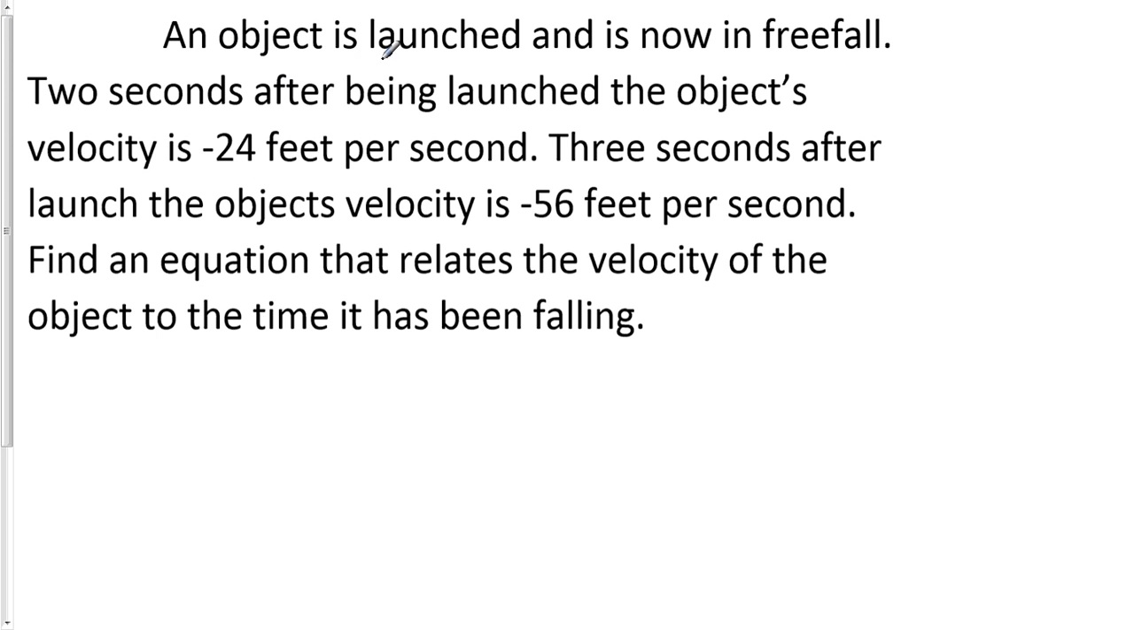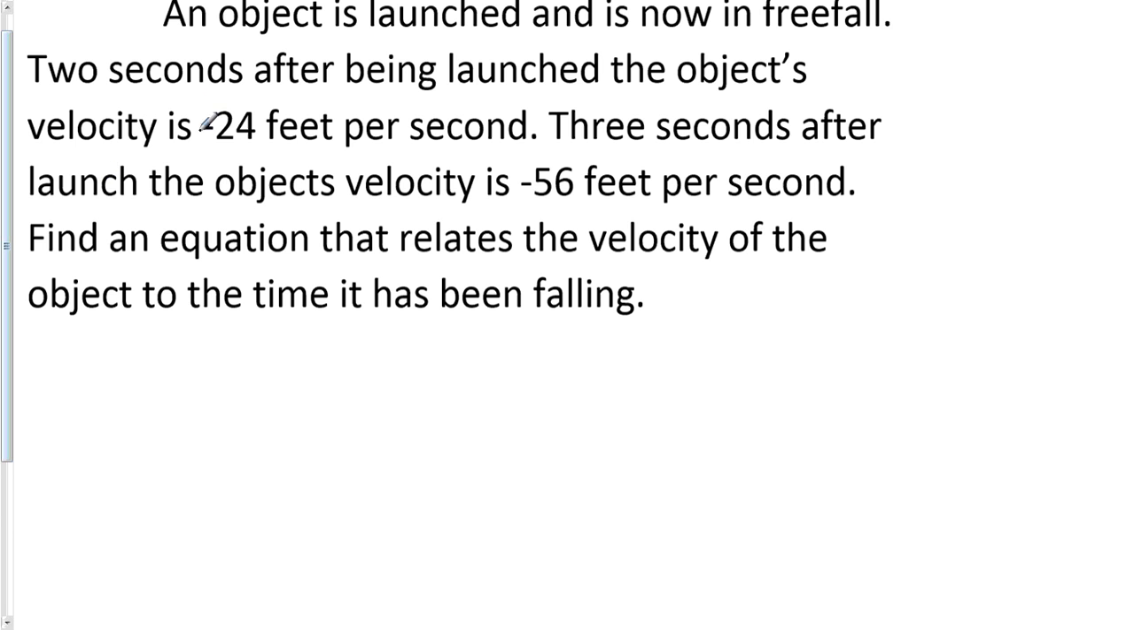So it says an object is launched and is now in free fall. So we have an object that's launched from somewhere and is now falling, and the only force acting on it now is the force of gravity. 2 seconds after being launched, the object's velocity is negative 24 feet per second. Once again, this is negative, meaning that the object is falling towards the Earth. That's why the velocity is negative. Remember, velocity and speed are not the same thing exactly. Velocity also has a direction. This negative tells me I'm going in the negative y direction towards the center of the Earth.